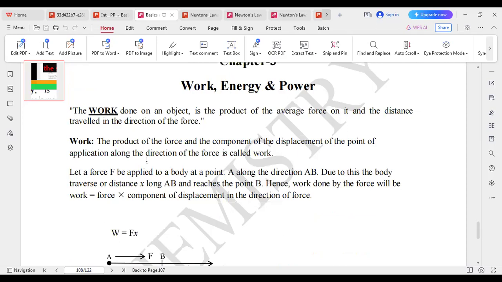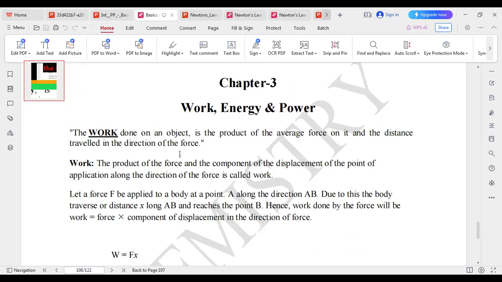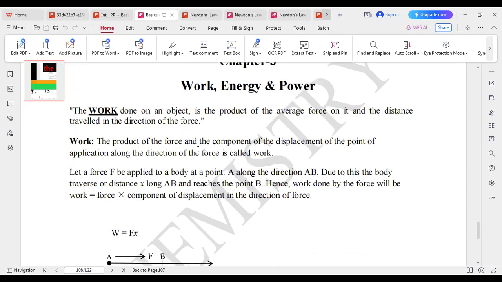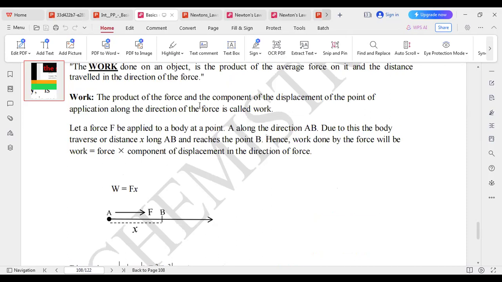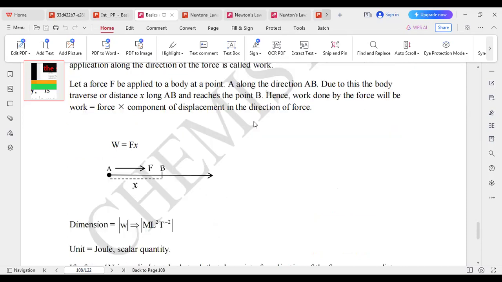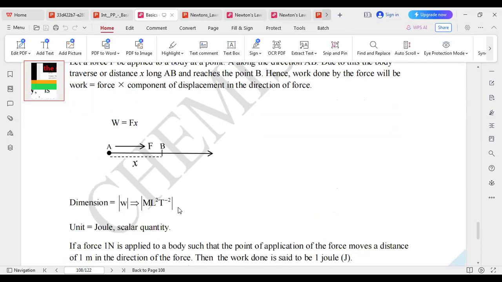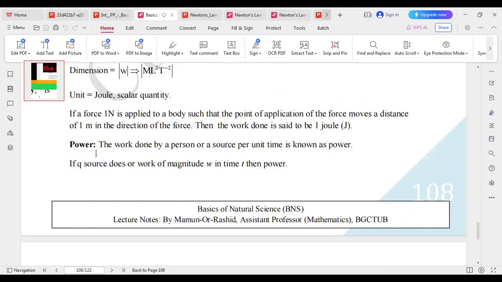Okay. Now work, power, energy. The work done on an object is the product of the average force on it and the distance traveled in the direction of the force. Work is the product of the force and displacement of a body along the direction of the force. W equals Fs. The dimension is this, and the unit is also this. The power will be also this.